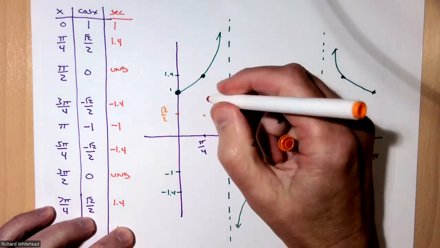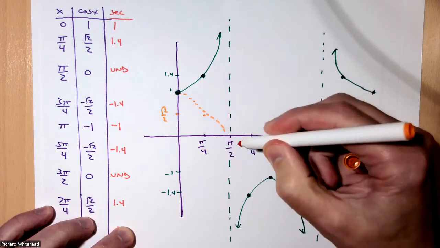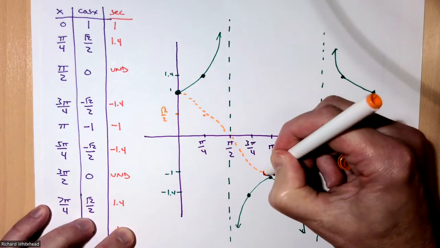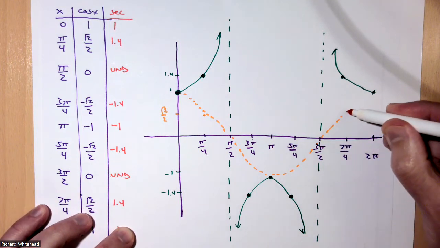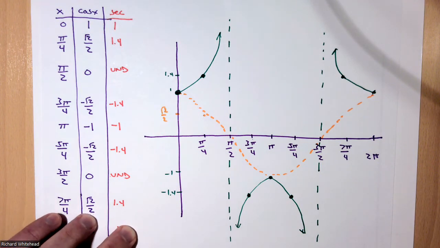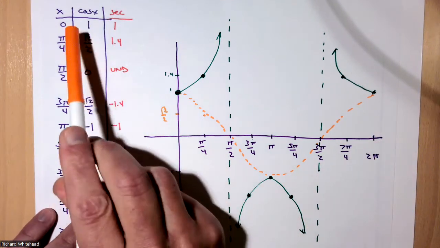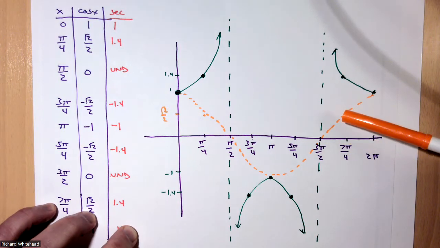that's root 2 over 2 right there. A cosine curve would have looked something like this, and this is a terrible drawing. So once again, it's the same situation. For cosine and secant, you're just flipping them.